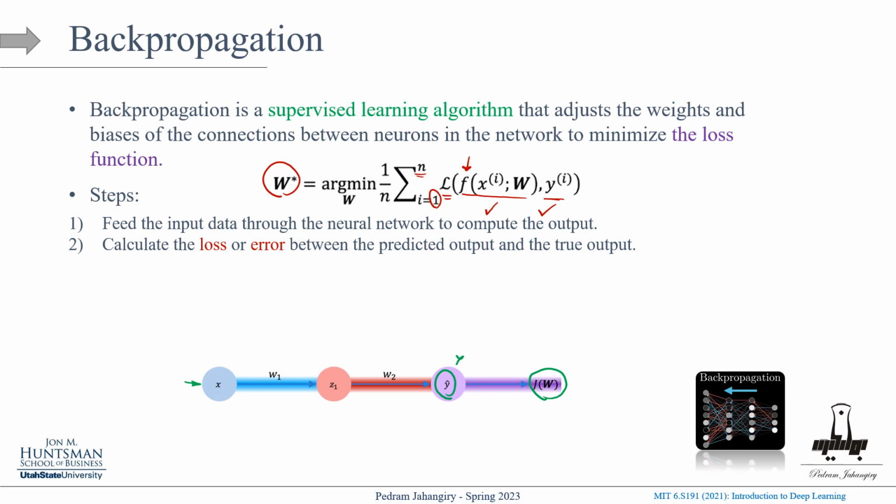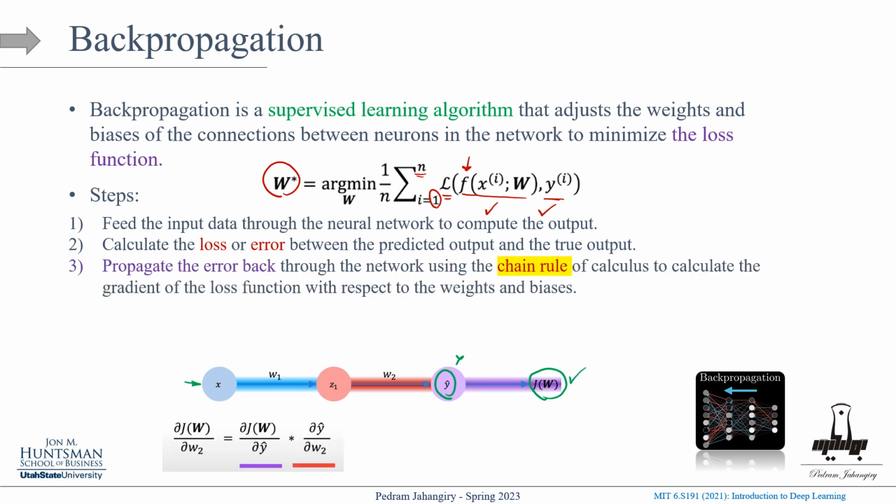Step 2, you're going to calculate the loss or error between the predictions and output. So this is what I already showed you, right? This is step 2. And step 3, we're going to propagate the error back through the network using the chain rule of calculus to calculate the gradient of the loss function with respect to the weights and biases. So what does that mean?